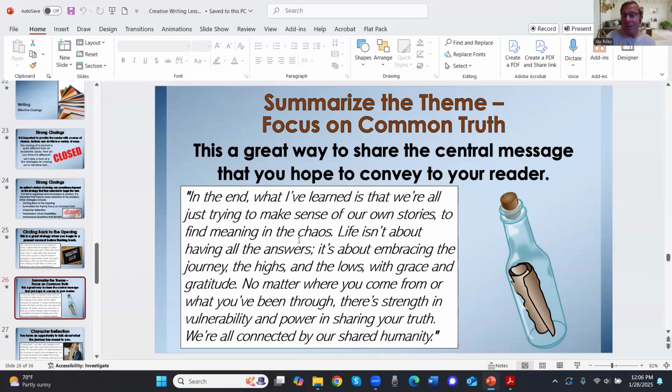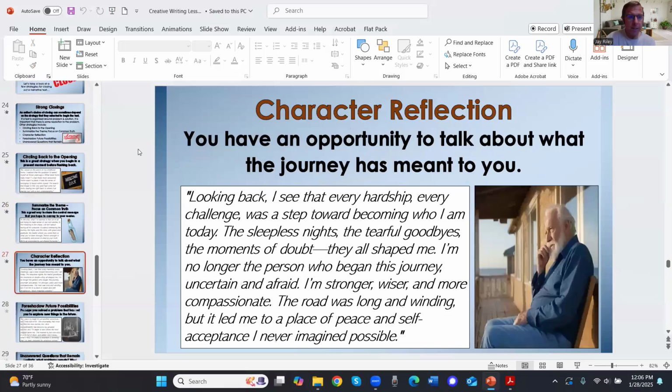So here the author is really imparting some wisdom on the audience. They're giving them a life lesson. And remember, when we teach a lesson in our writing, we're communicating a theme to our audience. So that's what this author is doing right here.